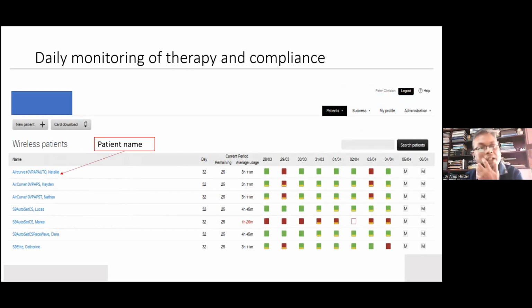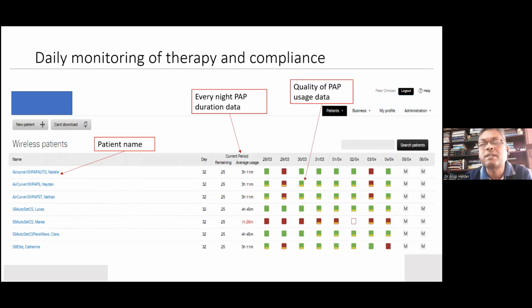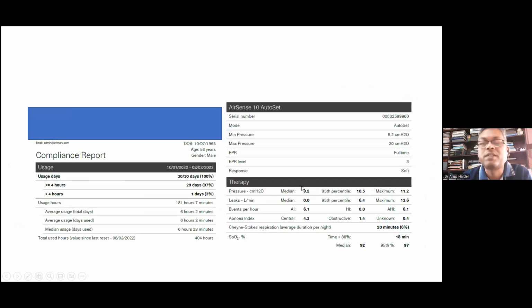If it is cloud connected, the patient's name is given here, and the time of use is also given here. And there are various icons which can give you an idea about the use. If it is green, that means the patient is using it properly. If it is red, that means the patient is not using it properly. If it is the lower yellow portion, it means in spite of using, the AHI is high. And if you click any of this data, you can get a full report of the patient.